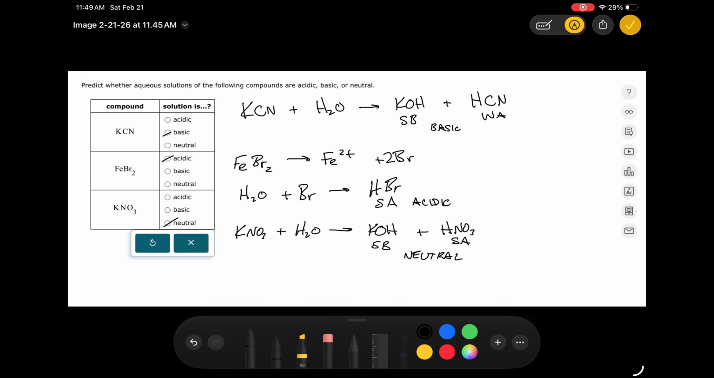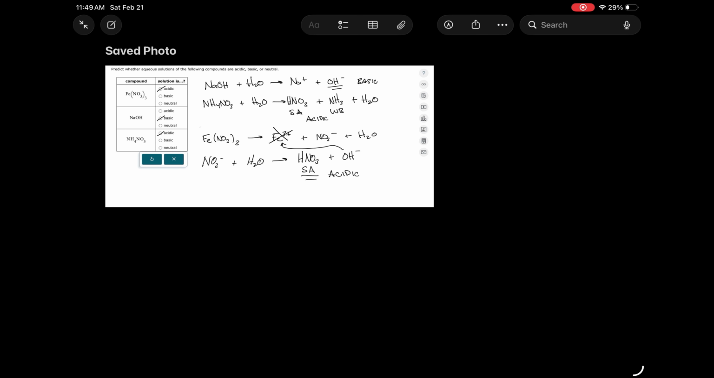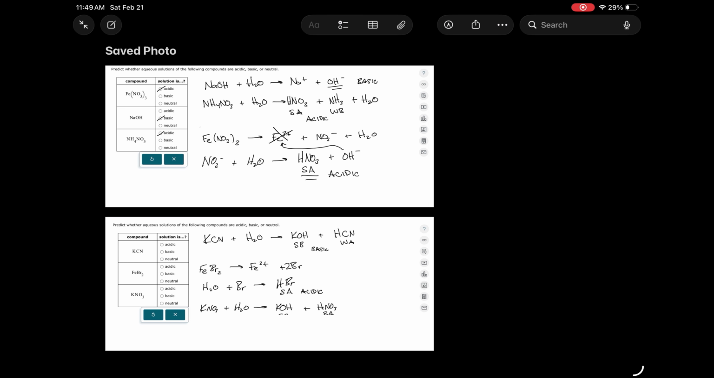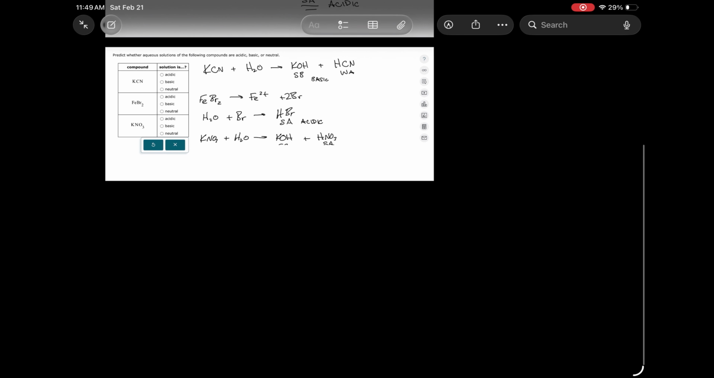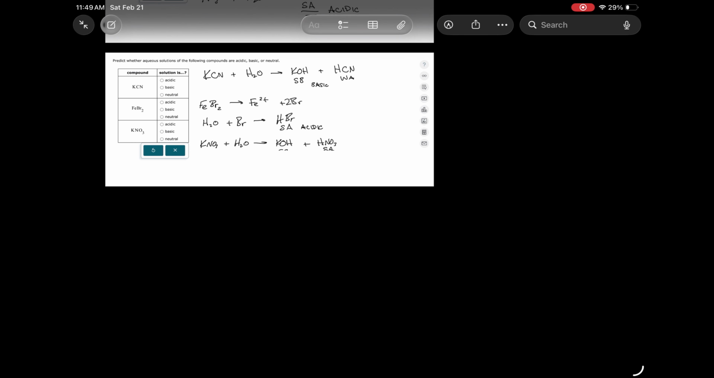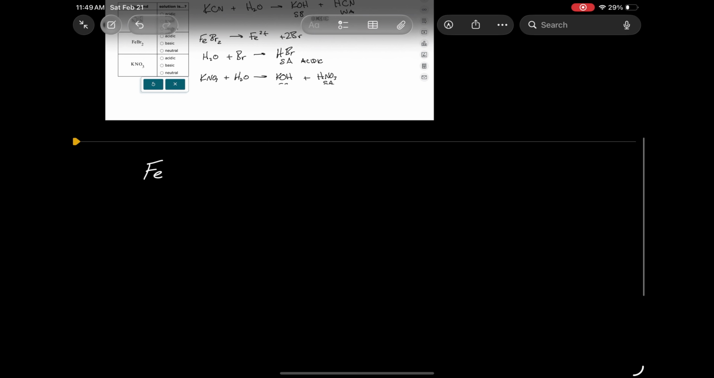All right, now I think there's an easier way to explain the FeBr2 and the other one that we did. I don't remember what it was. It was FeNO3. So I'm going to do it down here a little lower, if it'll let me. So you got FeBr2. Same thing, assume it dissociates.